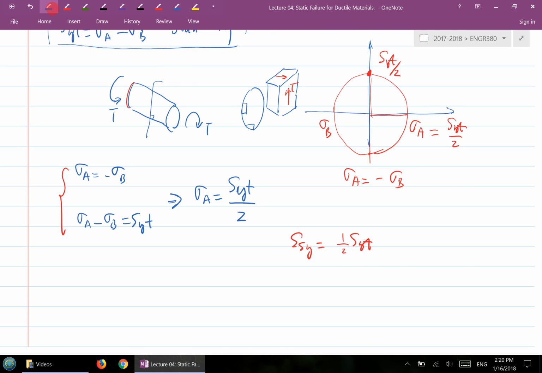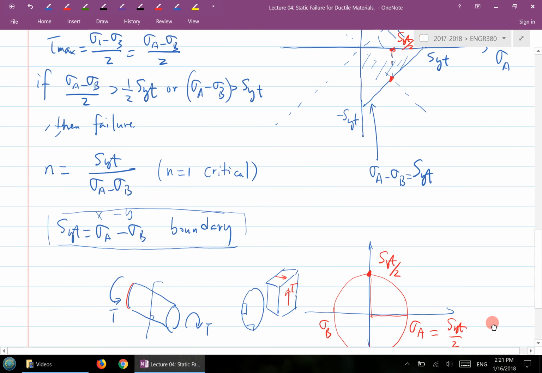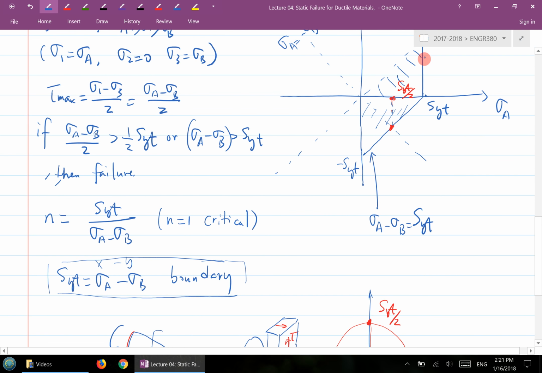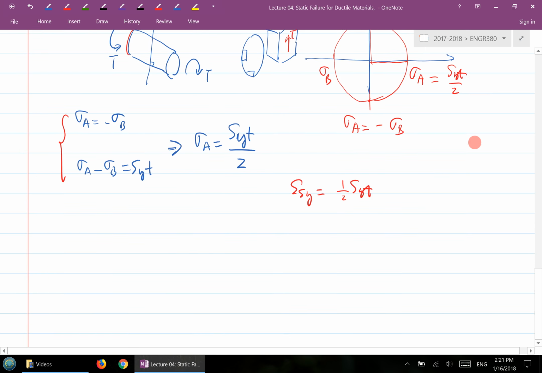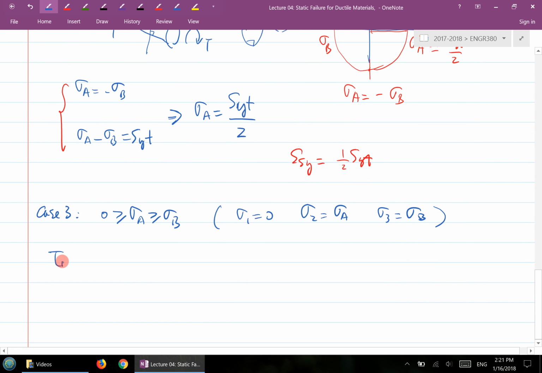So that's your second case. The second case gives us this line here, and the first case gives us this. Now let's look at the third case. The third case is when 0 is greater than sigma A and greater than sigma B. That means sigma 1 is 0, sigma 2 is sigma A, and sigma 3 is sigma B. For this case, tau max is 1/2 sigma 1 minus sigma 3, so negative sigma B over 2.